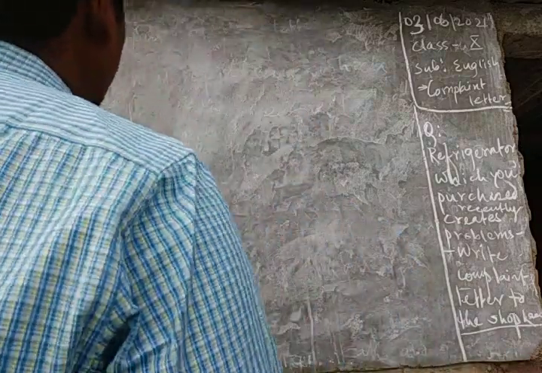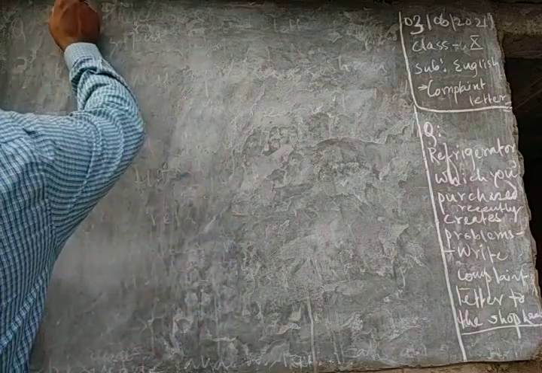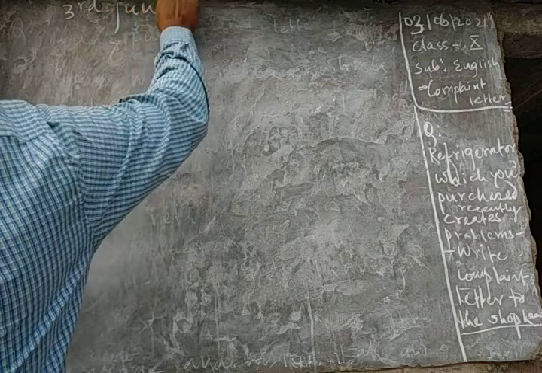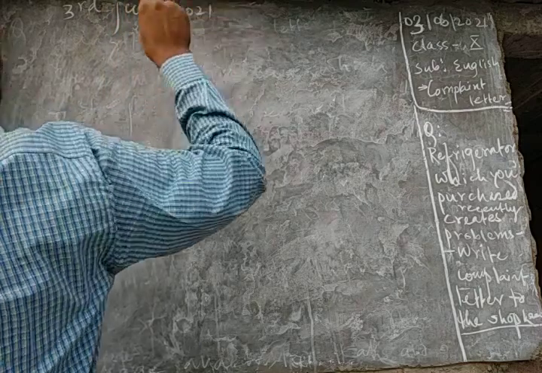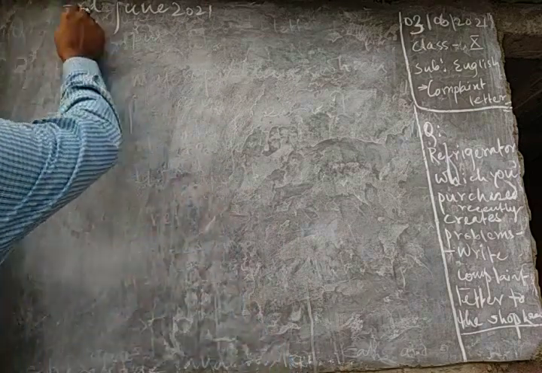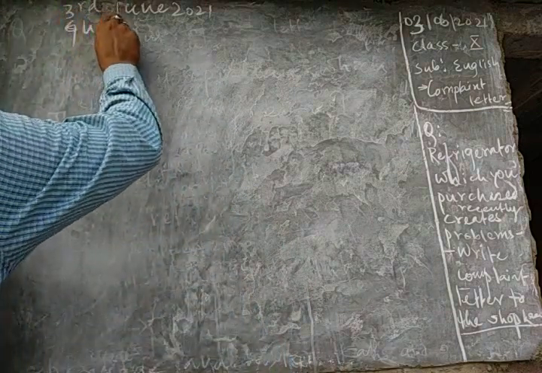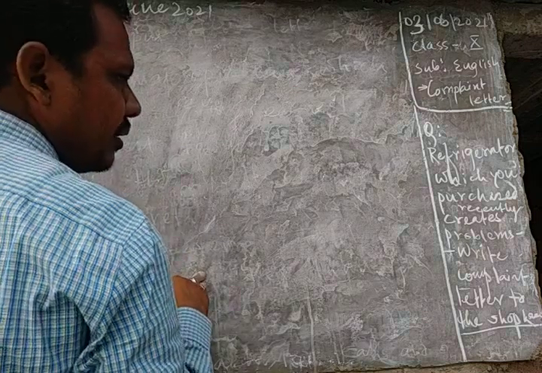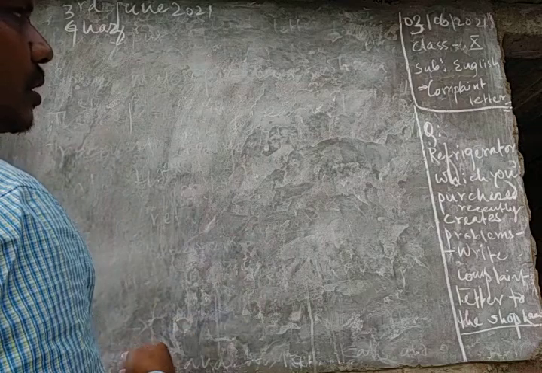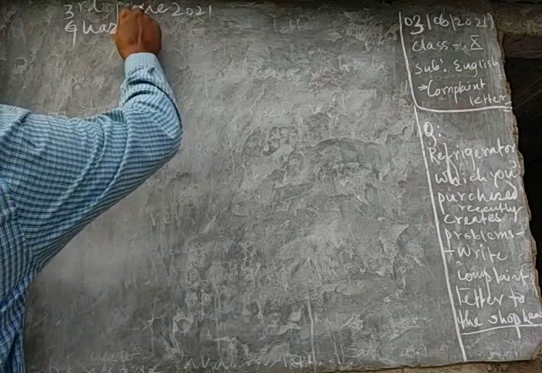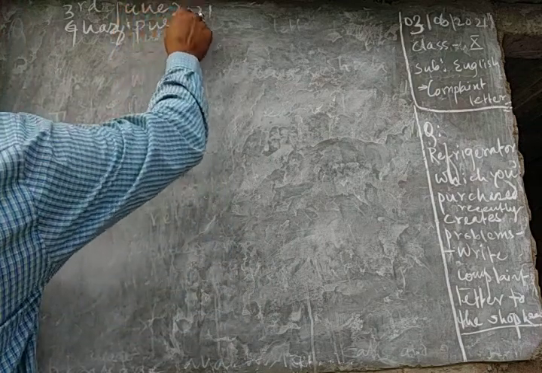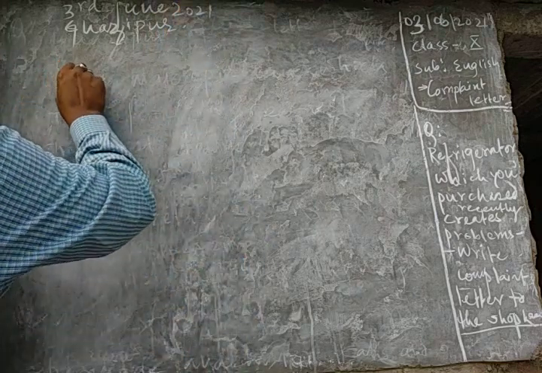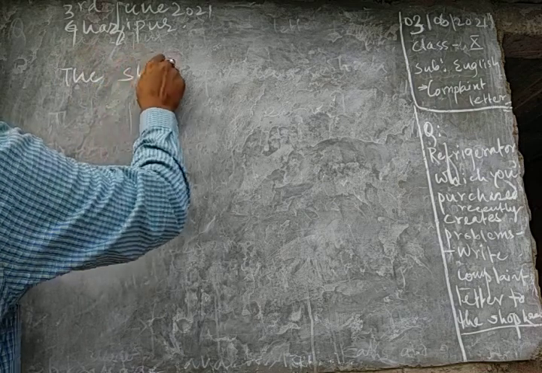So what will we write? Today is 3rd June 2021. Which place? Ghazipur. In place of Ghazipur, you can mention Varanasi, Allahabad, Gorakhpur, or some other place also. Ghazipur. Okay, now write whom you have to write to? The shopkeeper.